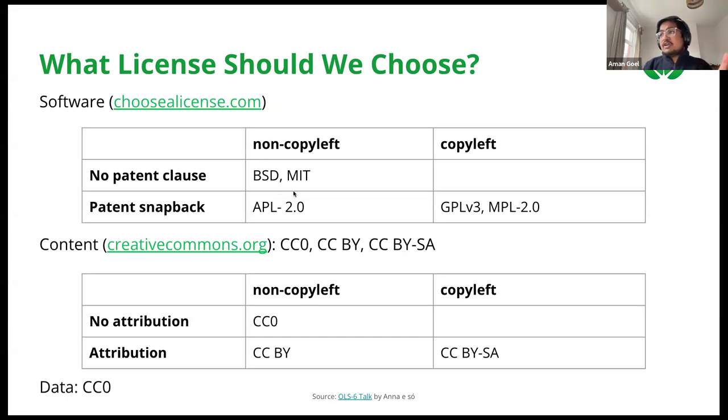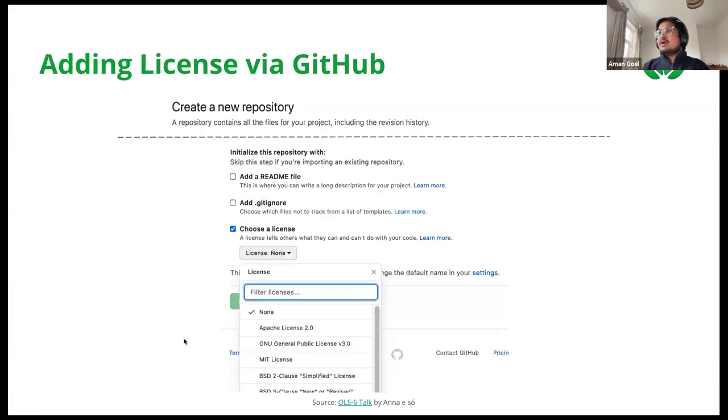So these are examples for software licenses. You have the copyleft licenses like GPL and MPL. And then there are content licenses. The Creative Commons licenses are the popular ones for pure content projects. So there's the CC0, CC BY, and then there's also the data license, which is also Creative Commons. These are examples of different types of licenses depending on your project, depending on the kind of permissions that you want to give within the project.